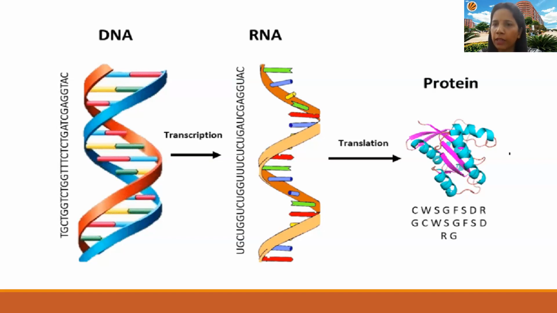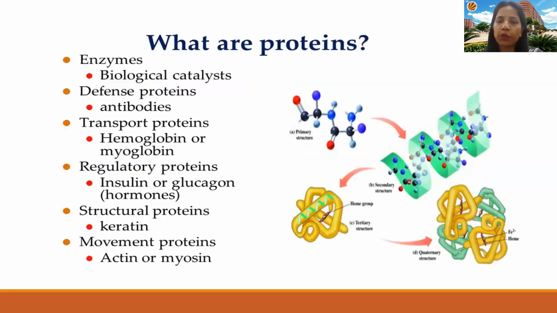Protein is the main expression factor through which any expression occurs. For example, I said the color of the eye: if it is black, there will be a certain code of DNA that will code for a certain RNA, and that will again code for certain proteins. If someone has a brown eye, the protein will be different, hence the corresponding RNA will be different, and the corresponding DNA sequence will be different. Proteins can be any enzyme, defense proteins, transport proteins, regulatory proteins, structural proteins, movement proteins, and so on and so forth.